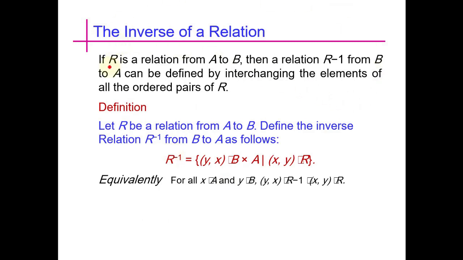Just like we can relate an element of a set A to B, we can also relate an element of B to A. So that relation is known as inverse of a relation. So if R is a relation from A to B, then a relation R inverse, denoted by R raised to power minus 1, from B to A can be defined by interchanging the elements of all the ordered pairs of R.